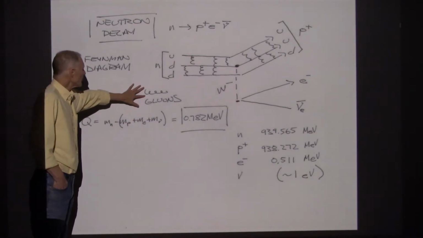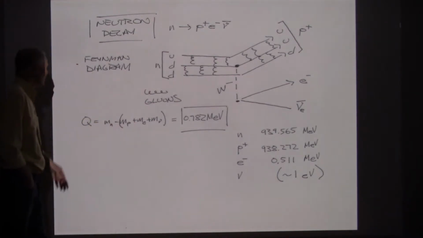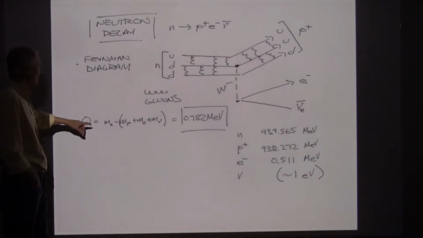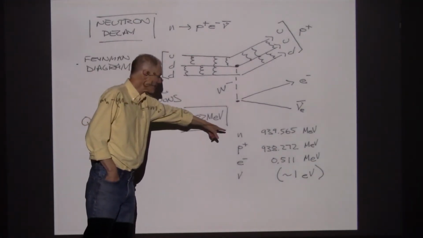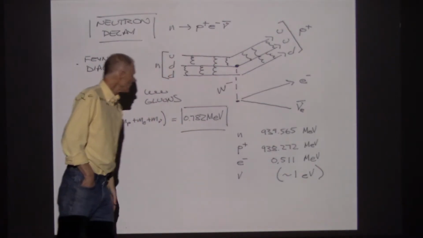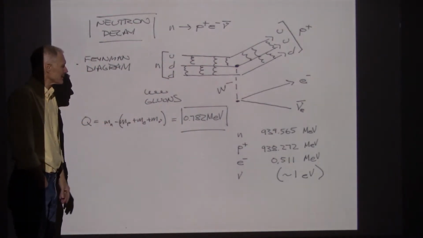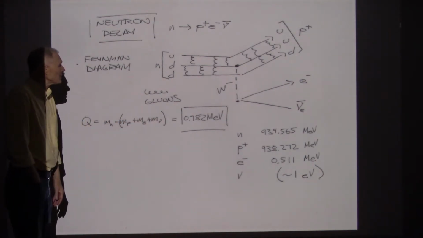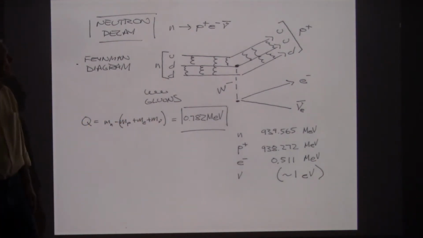All right, so the little squiggly lines here, these are the gluons. Now, the Q value for this particular reaction, I can get by taking the mass of the neutron, the proton, the electron, and the mass of a neutrino, and subtracting those. You can see how low the mass is on the neutrinos: 0.782 MeV. And that's what's referred to as a Feynman diagram.